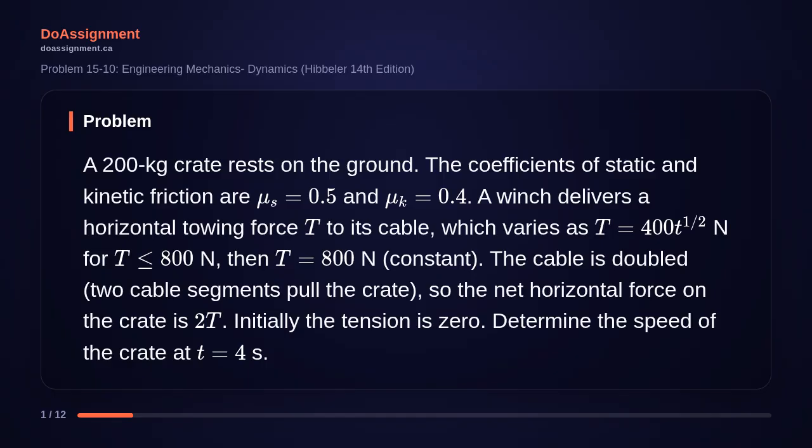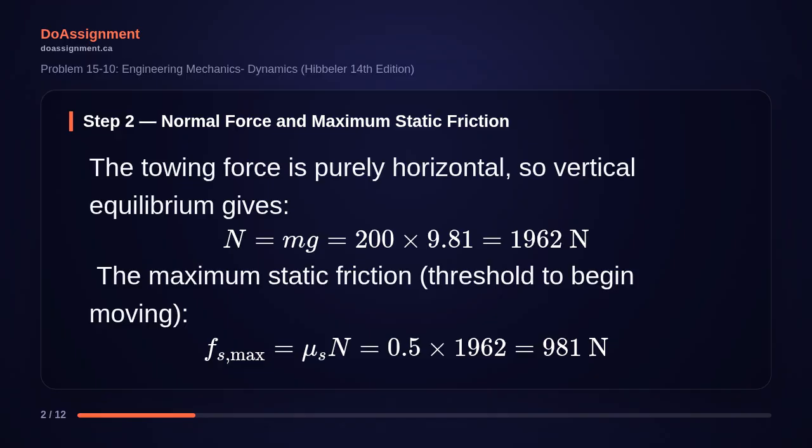Now let us work through the solution step by step. Because the towing force is purely horizontal, the normal force simply equals the crate's weight. 200 kilograms times 9.81 gives 1962 newtons. The maximum static friction that must be overcome to start moving is μs times N, which equals 0.5 times 1962, giving 981 newtons.